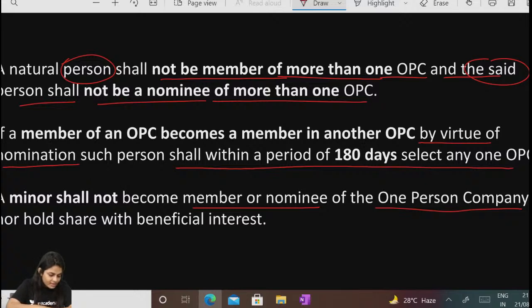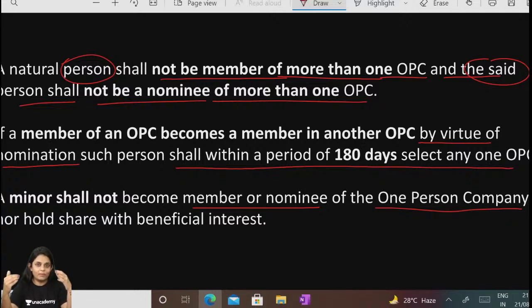So tell me, can I say OPC is just a corporate version of sole proprietorship? And can I ever start a sole proprietorship business with the motive of not earning profit? Is it possible? No. The motive of a sole proprietorship is always to earn profit. Correct? We don't start a sole proprietorship for charity, right? That is a rare event. Those will be Section 8 companies. But a sole proprietorship is always for profit.